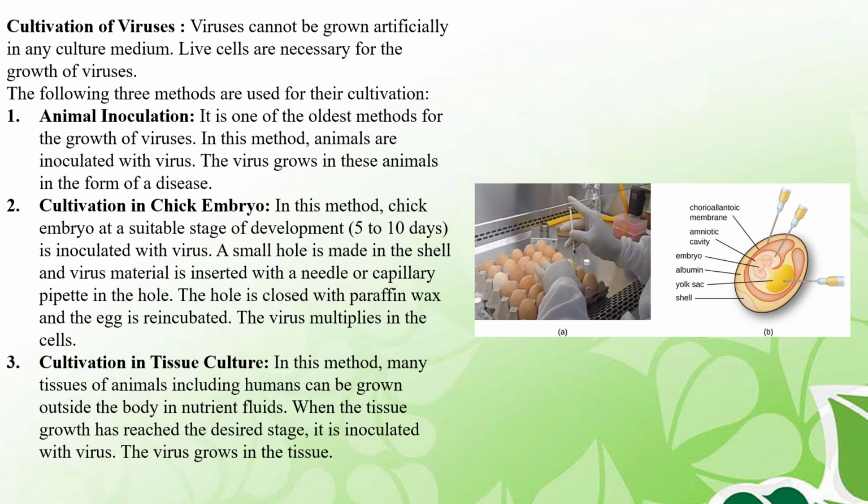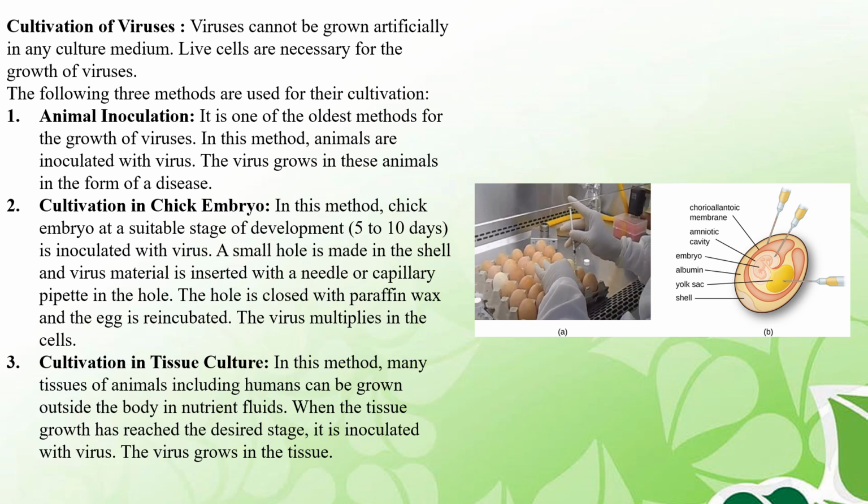So let us see the various methods. One is the animal inoculation method, the second one is cultivation in chick embryo, and the third one is cultivation in tissue culture. For example, in animals, the mouse is the most commonly used for virus isolation by the animal inoculation method. It is one of the oldest methods for the growth of viruses. In this method, animals are inoculated with viruses. The virus grows in these animals in the form of a disease.